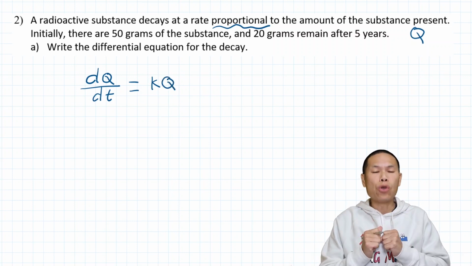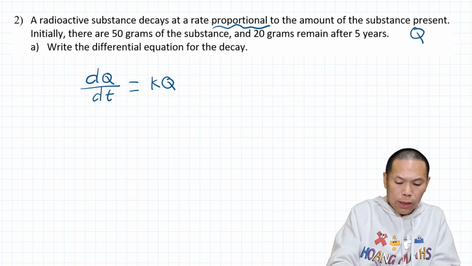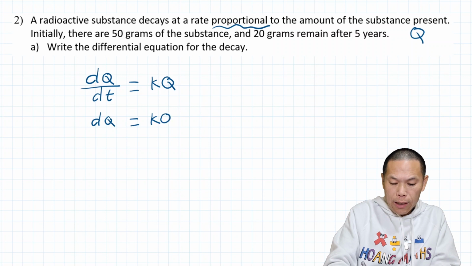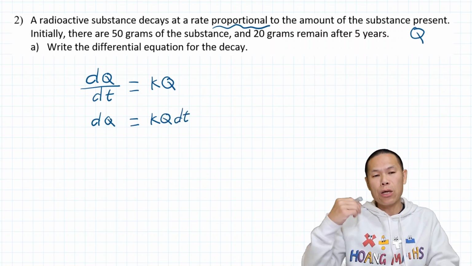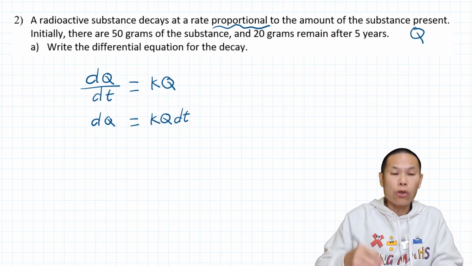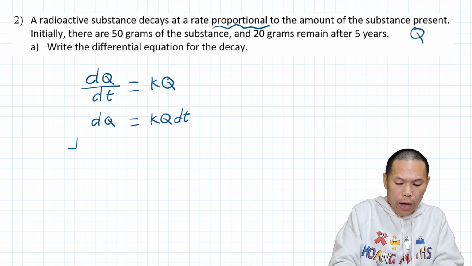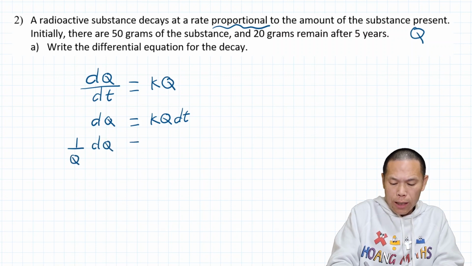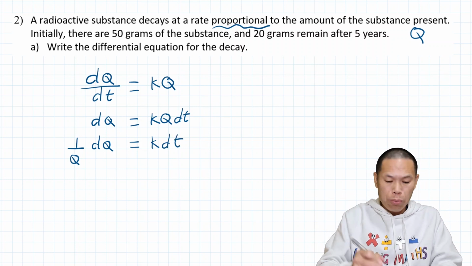Now we just need to solve for Q. So we times dt on both sides. So dQ is equal to kQ dt. I just need to separate Q from dQ first. So now I divide by Q on both sides. So that is 1 over Q dQ is k dt. Then I integrate both sides.